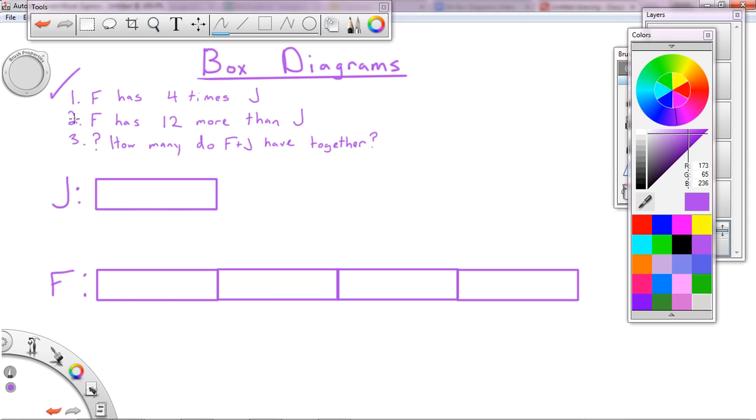Let's see, what's the next part? Forrest has 12 more shoes than Jenny. 12 more than Jenny. So where would that be? Now, can you see where Forrest has more shoes than Jenny? They both have this amount here, and Forrest has all of this more than Jenny. Okay, and this is equal to 12. These 1, 2, 3 boxes are equal to 12.